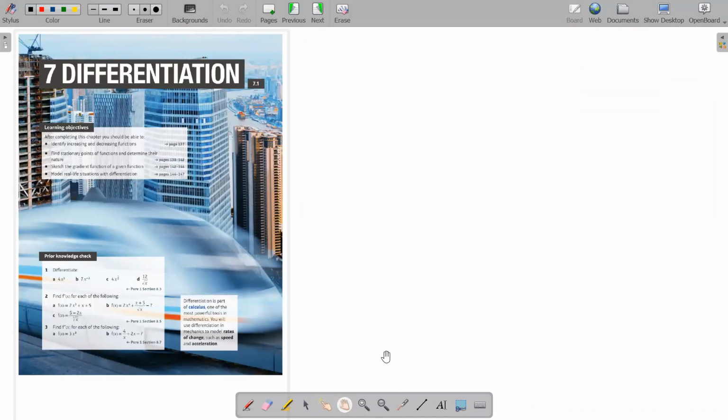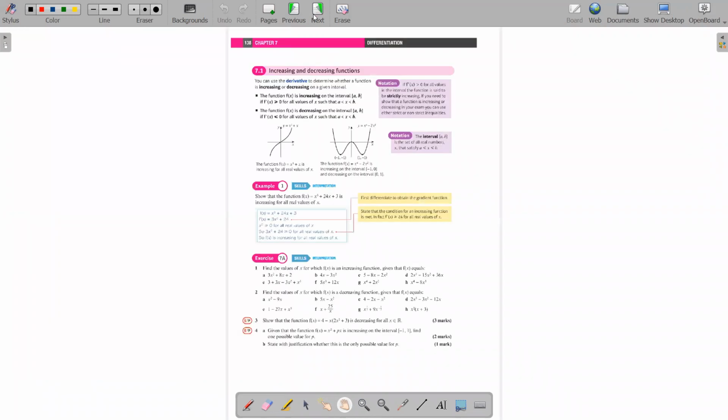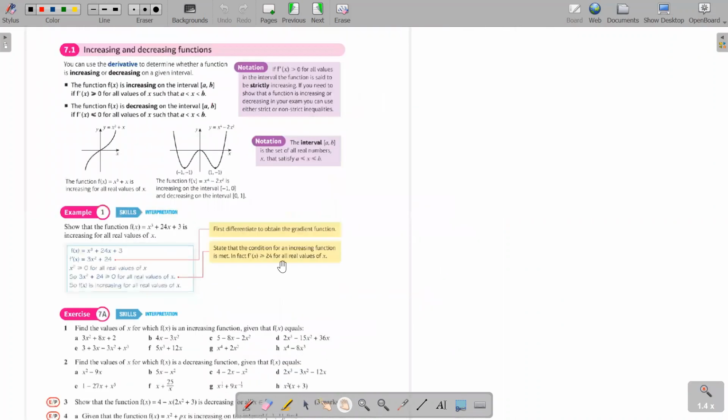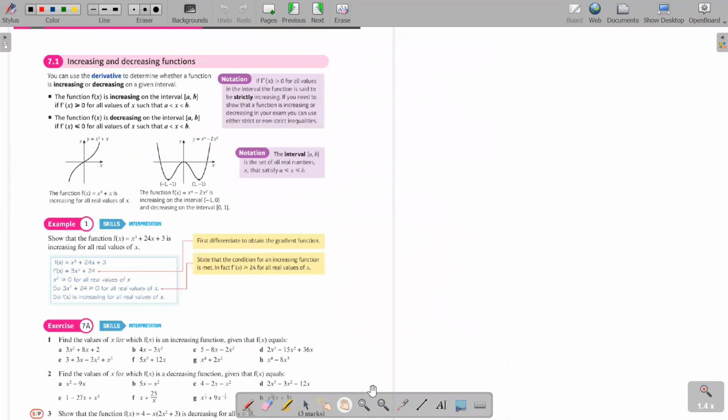Okay, so now we will discuss chapter 7 in the P2 book, differentiation. Write the topic: differentiation. Under differentiation, the first subtopic that we are discussing is increasing and decreasing functions.